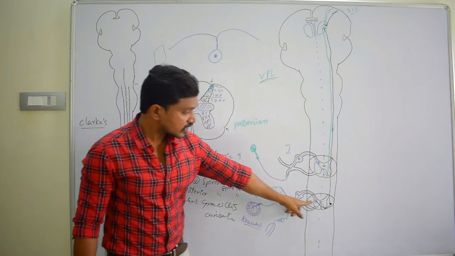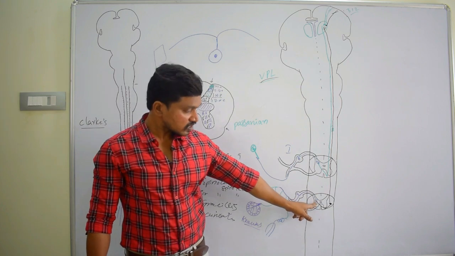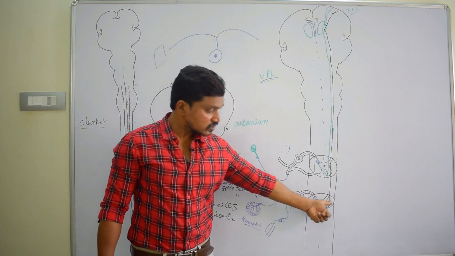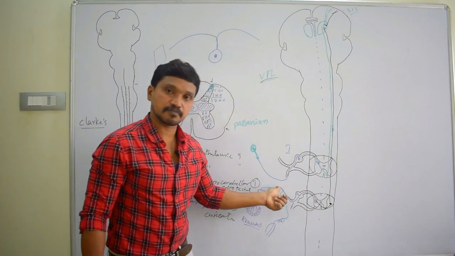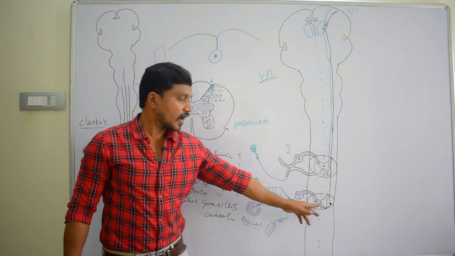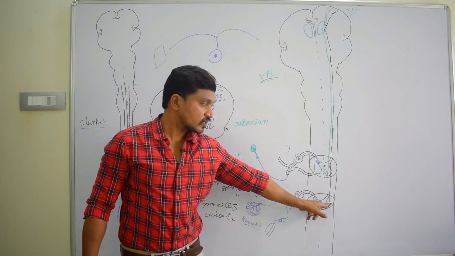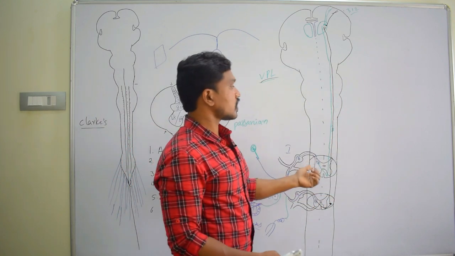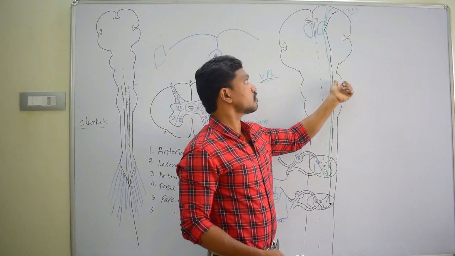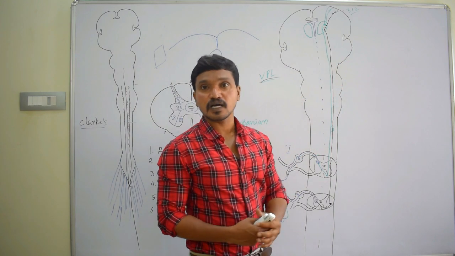From there, second order neurons start. Those second order neurons cross from this side to this side. If it is coming from that side, they will cross from this side to this side. They cross to the opposite side and reach the lateral white funiculus. Within the lateral white funiculus, these fibers ascend, pass through the spinal cord, the brainstem, and the internal capsule, and reach the thalamus.